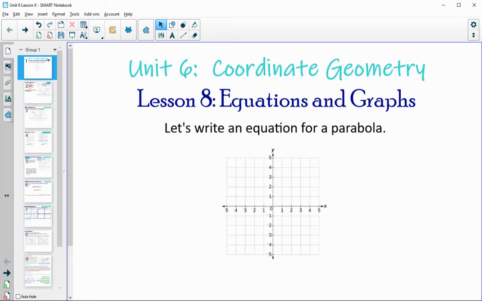In lesson 8, we're going to continue looking at equations and graphs, and this time we're going to be looking at writing the equation of a parabola.